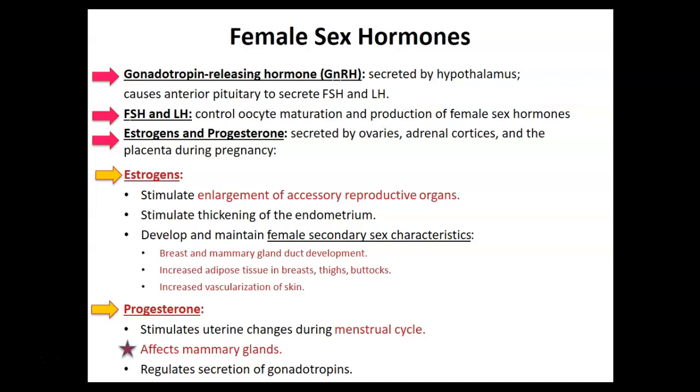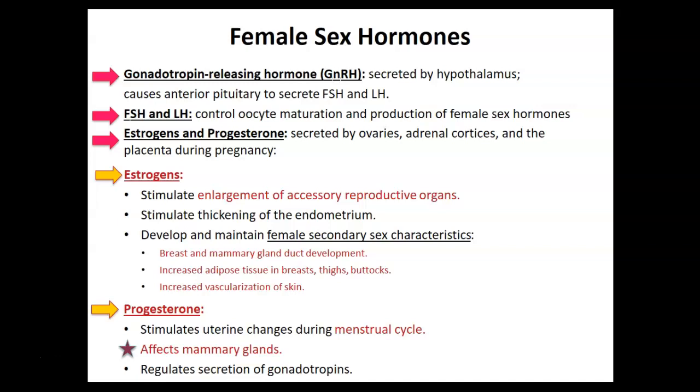So estrogens, and notice it's plural. There are actually 3 types of estrogen in the female body, and there's 1 type of progesterone. And they all come out of the ovaries. They can come out of the adrenal cortices, so the adrenal cortex can release small amounts of these. And estrogens and progesterone are all released from the placenta when a woman is pregnant.